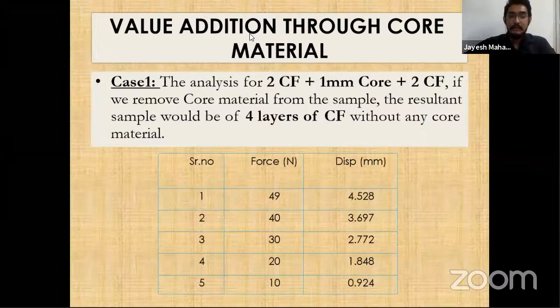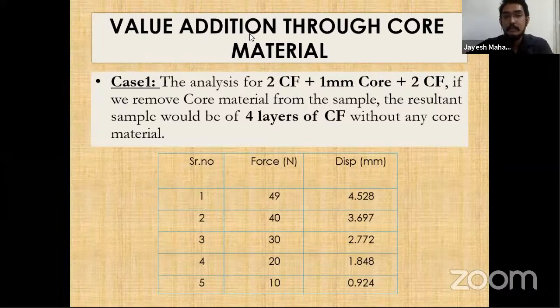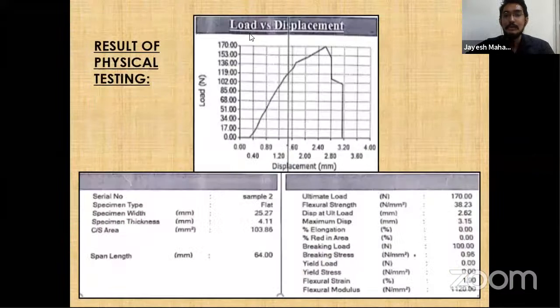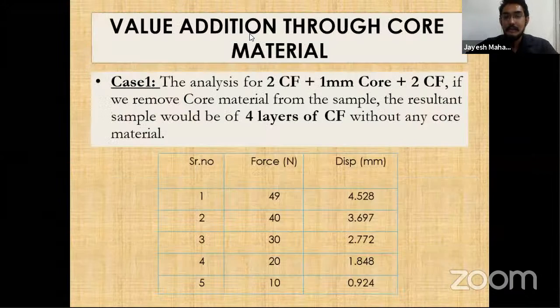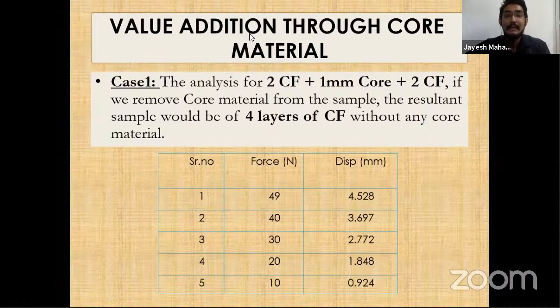We have performed the analysis of 2 CF plus 1 mm core plus 2 CF. If we remove the core material from that, we finally end up with four layers of carbon fiber, right? For the same displacement, when we were required to go till 170 newtons, if we go only till 49 newtons, we observe that much displacement in this. So you can understand how much stiffer the core material is making your component.